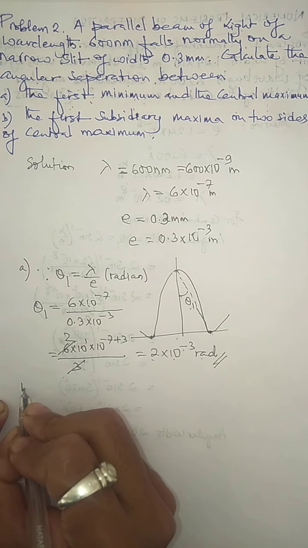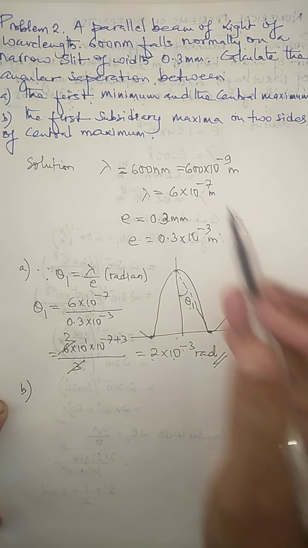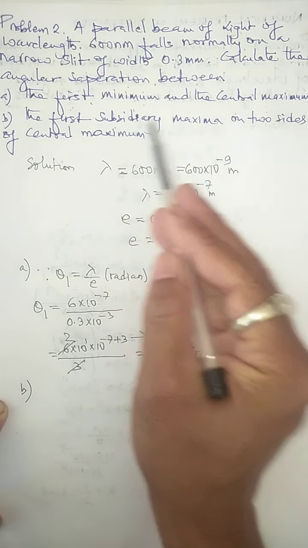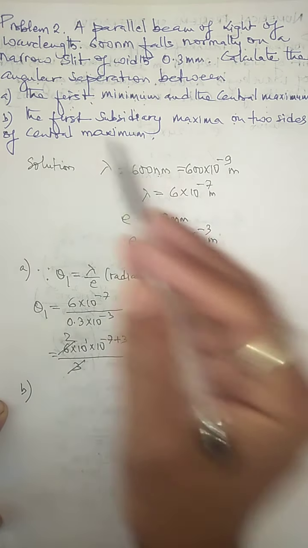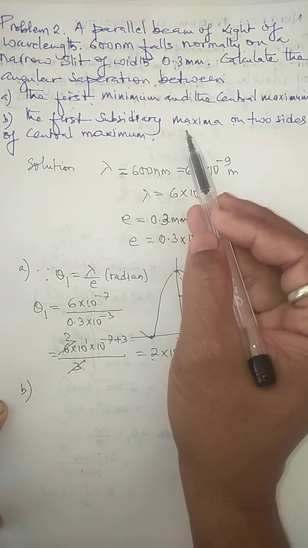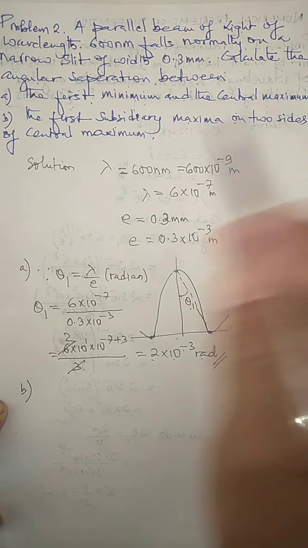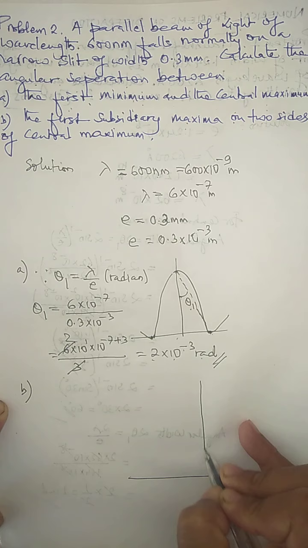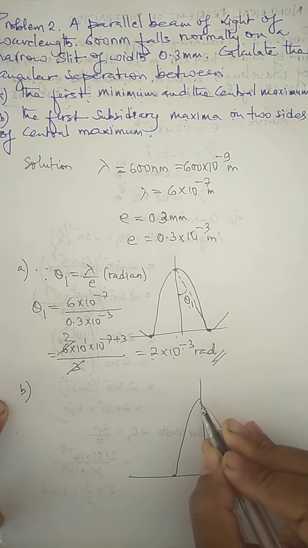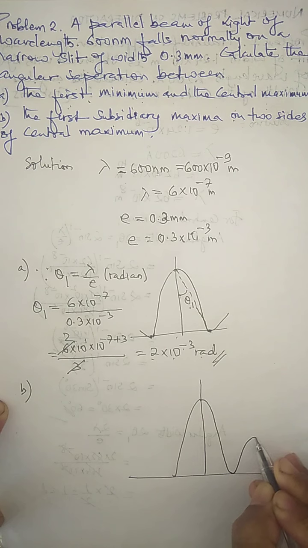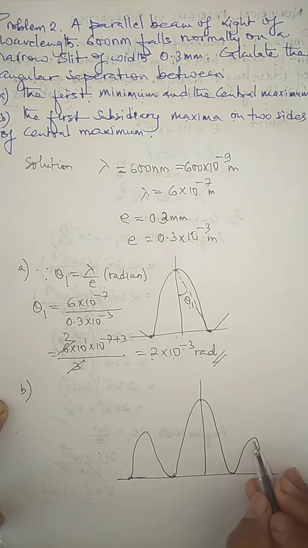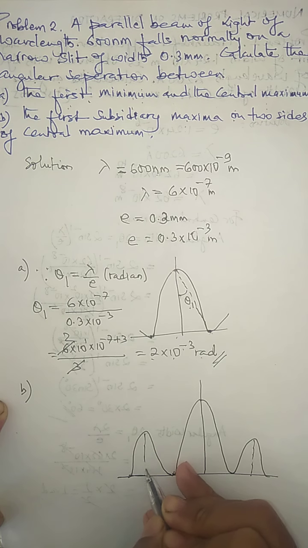Now we calculate the second part of the question. In the second part we calculate the angular separation between the first subsidiary, meaning secondary, maxima on two sides of the center maximum. To calculate this separation, let me again show you with our diagram, following this intensity graph. You know this is the graph. This is the center maximum, this is the first secondary maximum, and this is also the first secondary maximum.